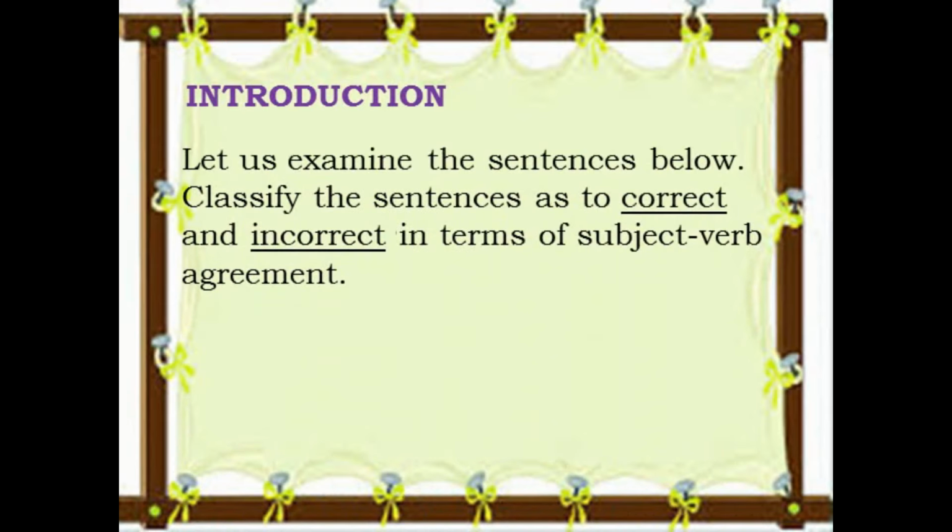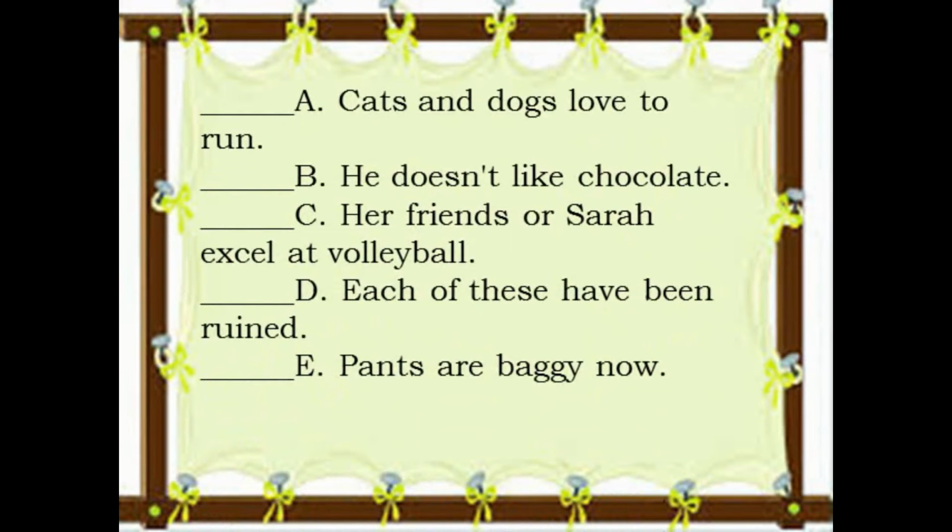Let us examine the sentences below. Classify the sentences as correct or incorrect in terms of subject-verb agreement. A. Cats and dogs love to run. What's your answer? Yes, it's correct. B. He doesn't like chocolate. What's your answer? Yes, it's incorrect.